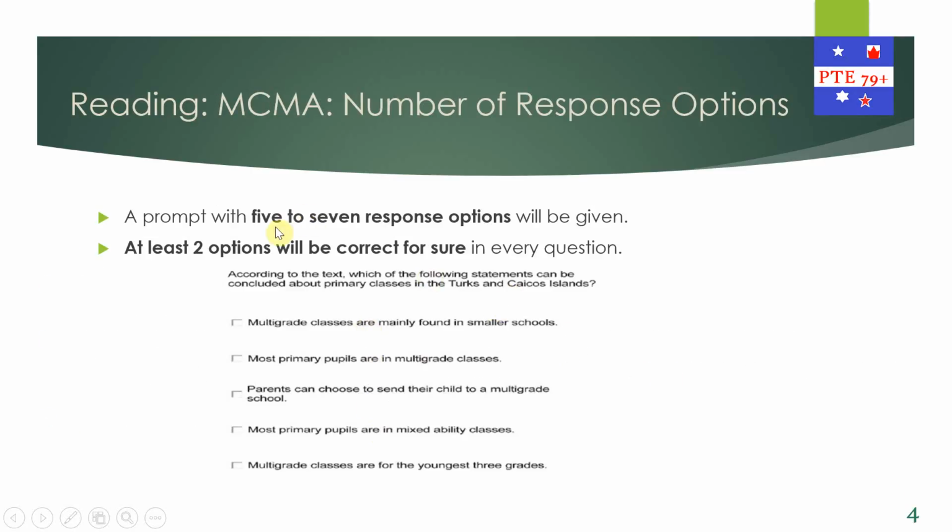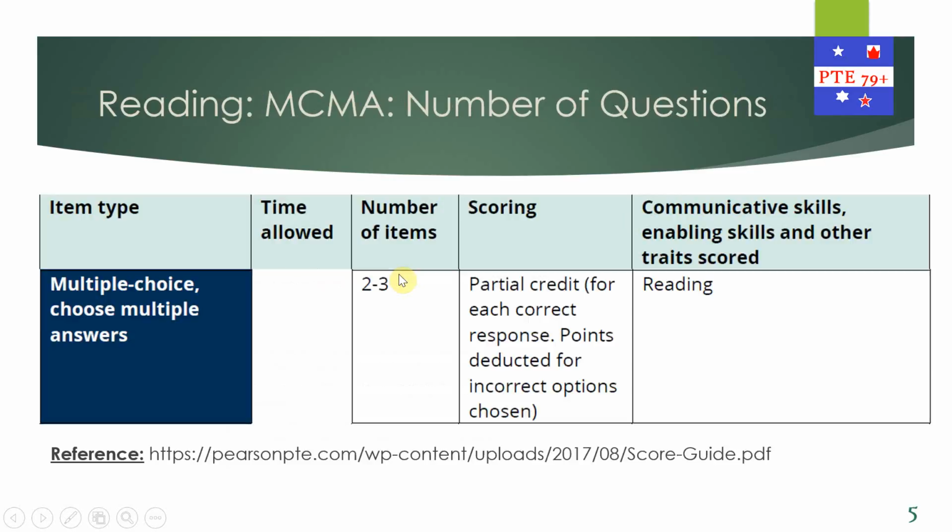Okay, this is the same slide which says that 5 to 7 responses are available. These are 5 here. At least 2 are correct. Now the number of questions: there will be a minimum of 2 multiple choice multiple answer questions and a maximum of 3. So the third one is optional. Some may get it, some may not get it. So that's the number of questions.